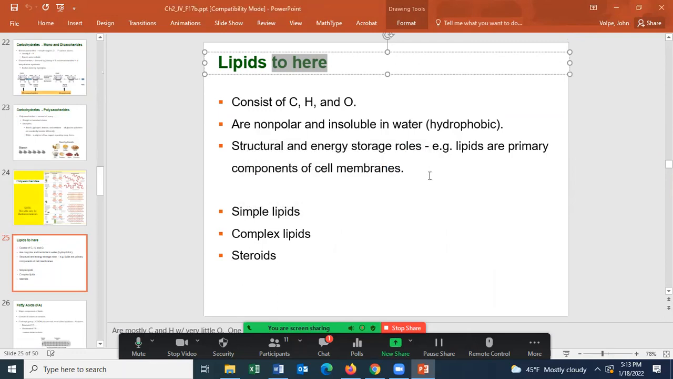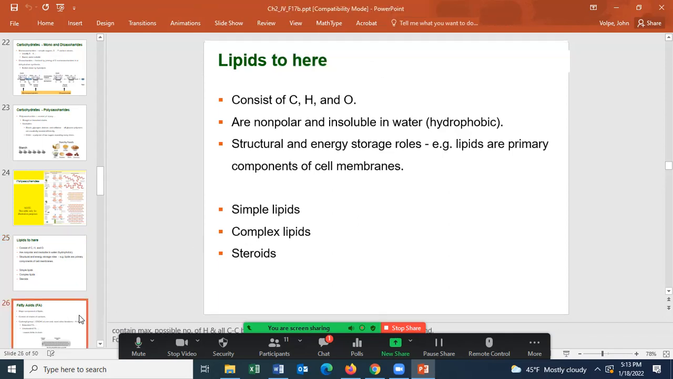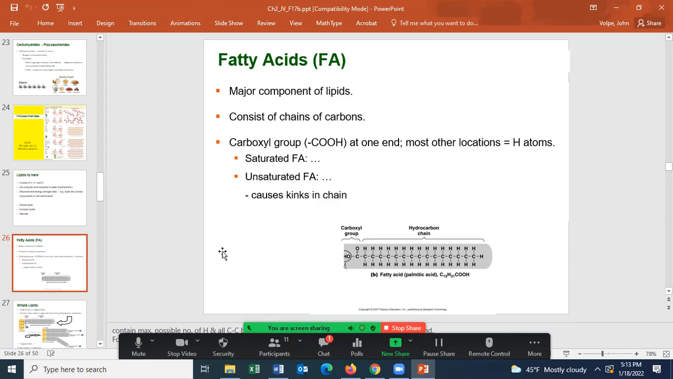All right, so the last topic we talked about were lipids, and they consist of carbon, hydrogen, and oxygen. And there's very little oxygen in lipids. There's simple lipids, complex lipids, and steroids. Let's talk about simple lipids. They're made up of fatty acid and glycerol. We'll show a picture of that in just a minute. Fatty acids are major components of lipids. They consist of chains of carbons.